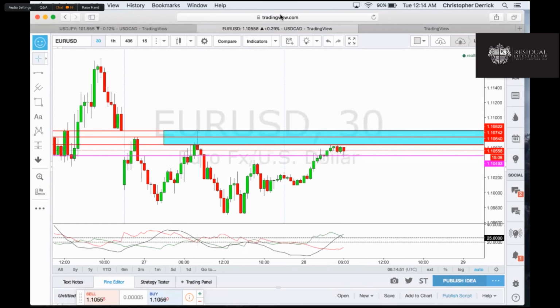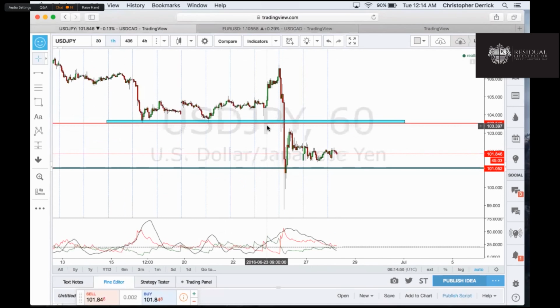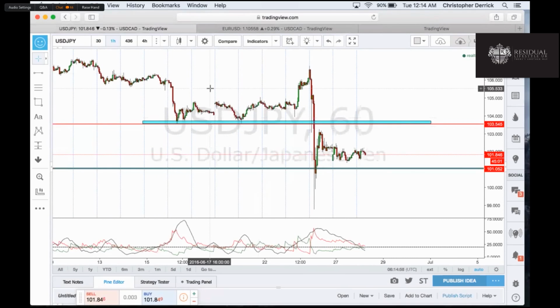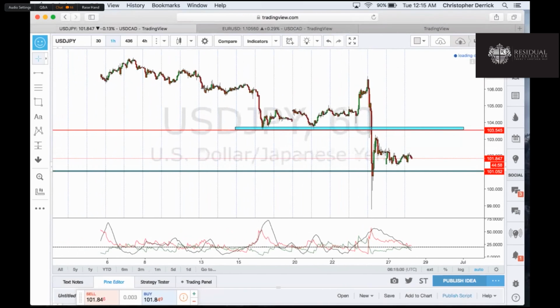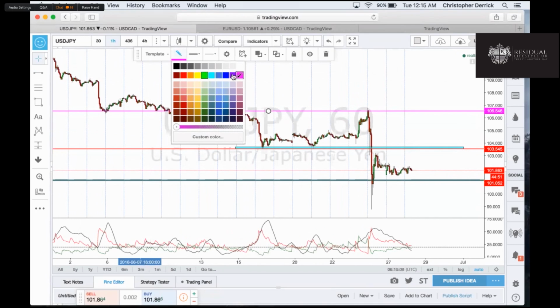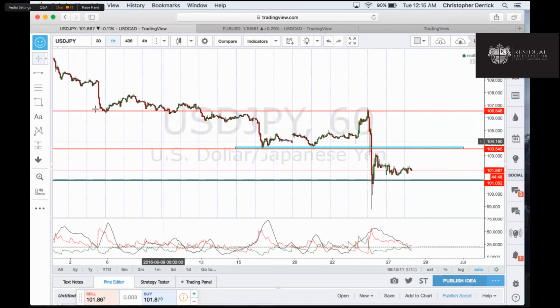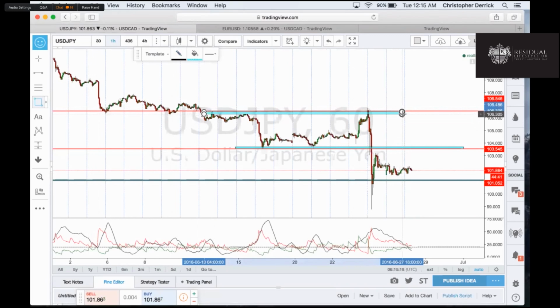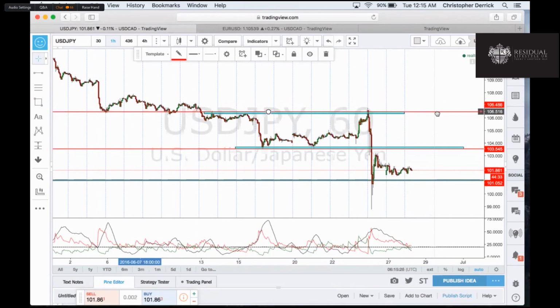All right, check this out. Basics. I'll bring up USD JPY because it's one of the most predictable things in the market. Let me change this color. All right, so basics: support and resistance combined with supply and demand zones.